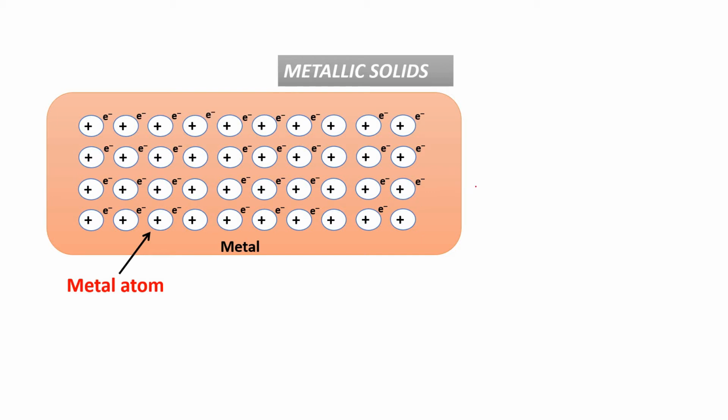So metallic solids are very good conductors. Why are they very good conductors? Only because they have free electrons. This positive charge is what we call the kernel. What is a kernel? Take the valence electrons and leave them out; the remaining part is called the kernel.